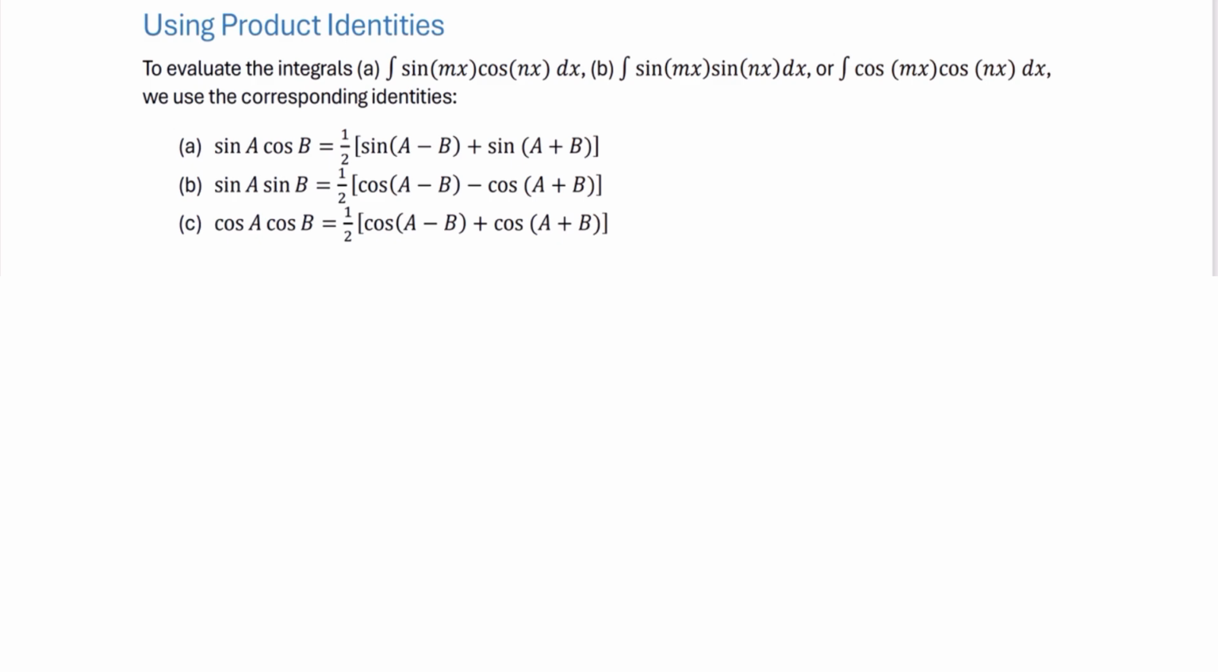In this video, we'll look at integrating using product identities. Essentially, we have three cases. Case 1, sine A cosine B. Case 2, sine A sine B. And case 3, cosine A cosine B.